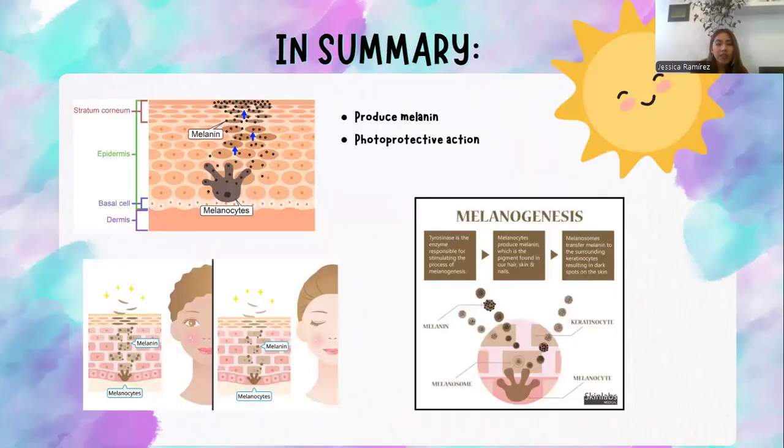So in summary, we can say that the function of the melanocyte is to produce melanin, which has a photoprotective action against the harmful effects of the sun by dispersing and absorbing radiation. And talking about melanogenesis inside the melanocytes, what occurs is the formation of the melanosomes, the melanization of melanosomes, the transport, and the transfer.